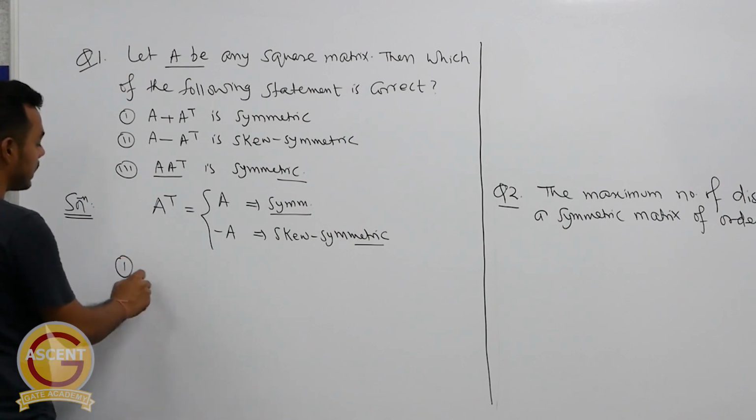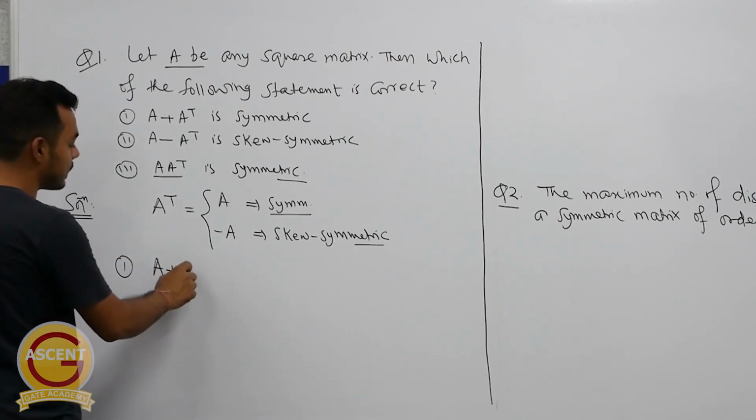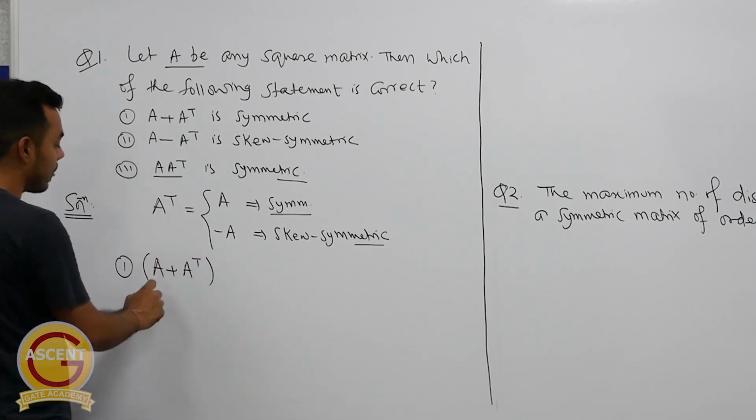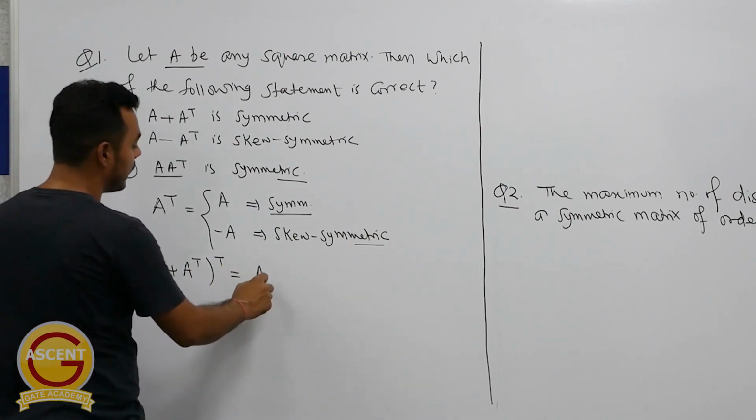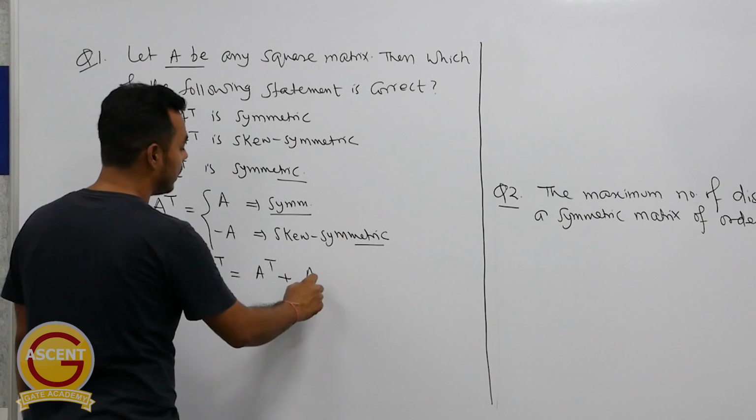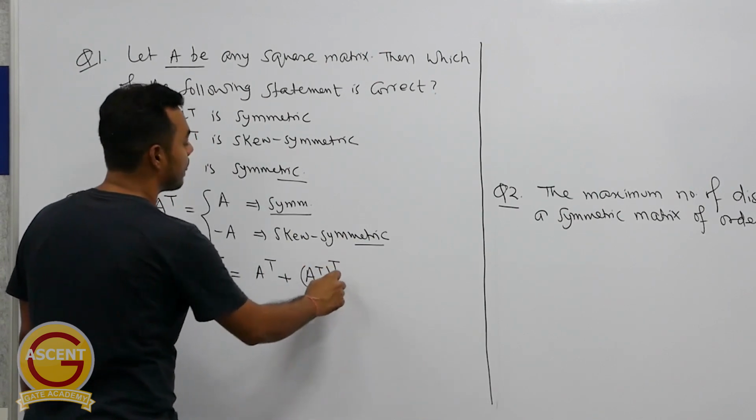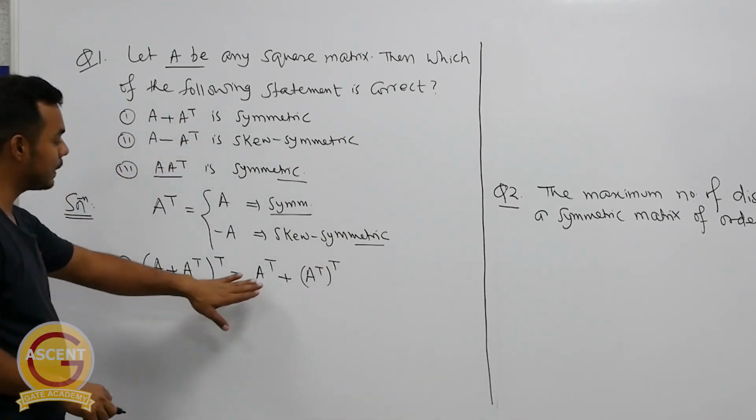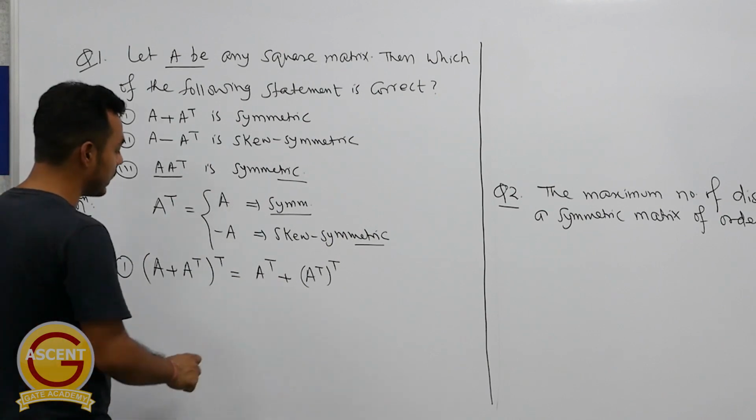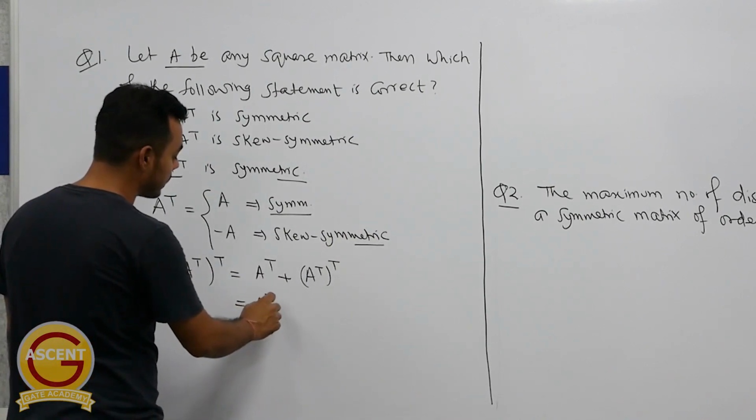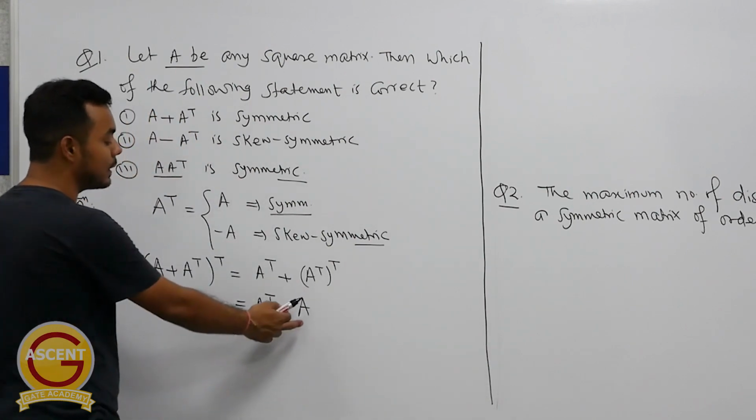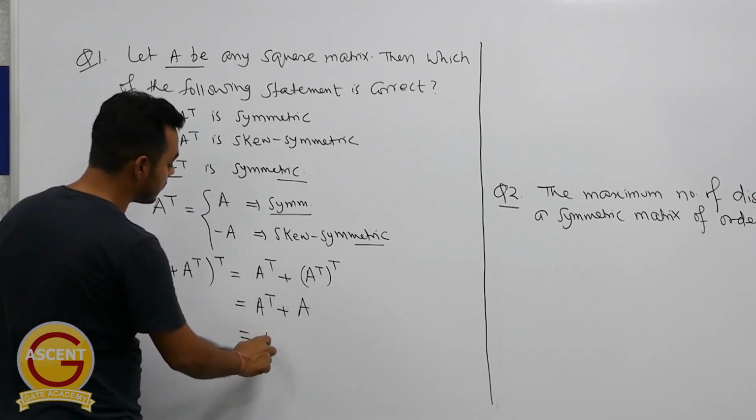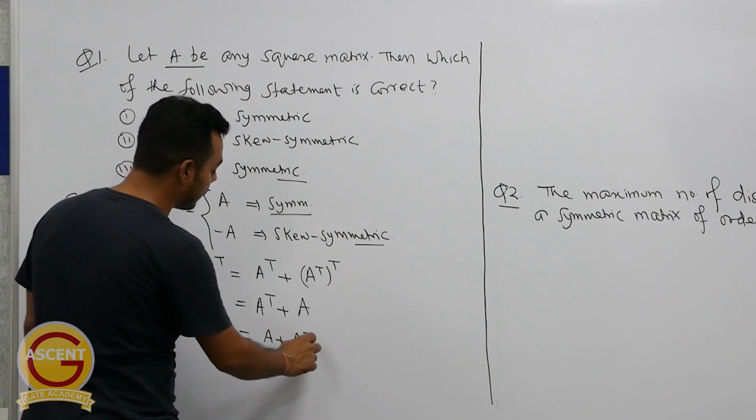So our first option is we have to check whether this A plus A transpose is symmetric or not. If I calculate the transpose of this matrix, I will get A transpose plus transpose of A transpose. Now we have seen earlier that if I take transpose of a matrix twice, then we'll get the same matrix. So this will be A transpose plus A. Now matrix addition is commutative, so I can interchange this and write this as A plus A transpose.